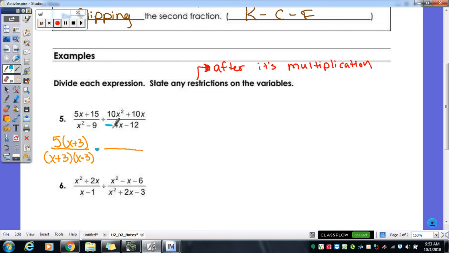So we're going to factor the denominator of the second fraction first. So 4x minus 12, does that have a GCF? 4. And then we get x minus 3. So I put that in my numerator now because we're flipping it. How about the top? 10x. And then we would have x plus 1.